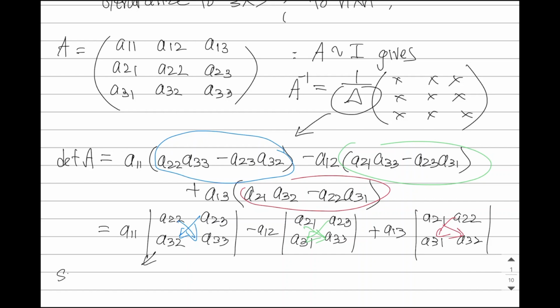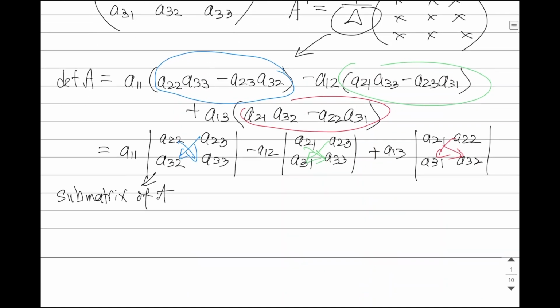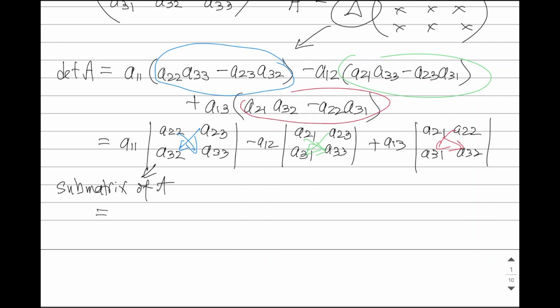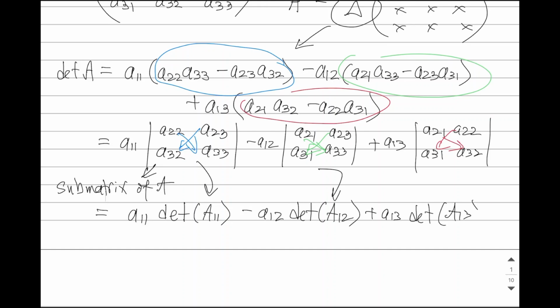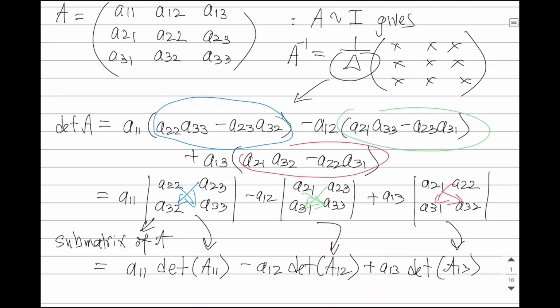Each of these things here is called a submatrix of A, and it's a particular submatrix of A. And in a moment, I'm going to tell you how to get it. For the moment, I'm going to write it like this: A11, determinant of the submatrix A11, subtract A12, determinant of this submatrix A12, A13, determinant of this submatrix A13.